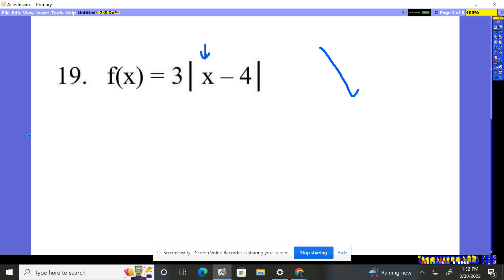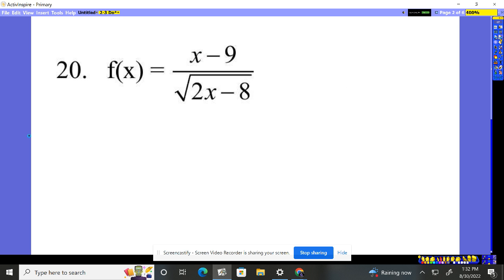So remember, absolute values are V's. Okay, it could be upwards or it could be downwards. In this case, it's upwards because this is positive out front. But either way, it's going to the right forever and to the left forever. Everybody's going to work, so it's all real numbers.